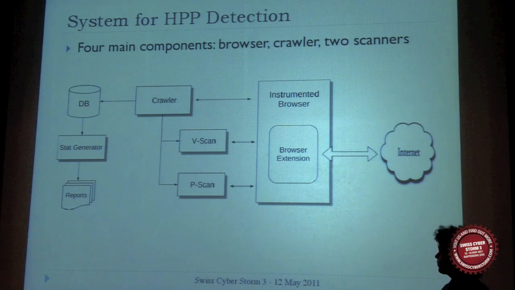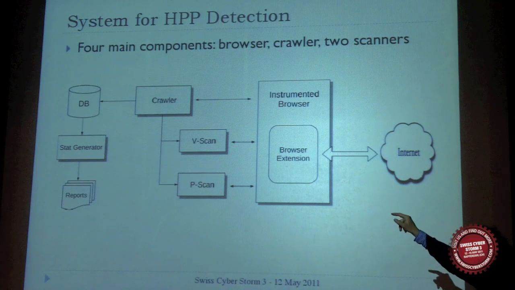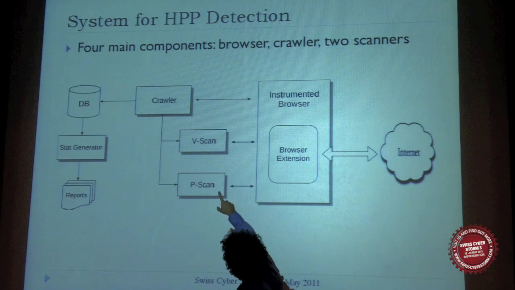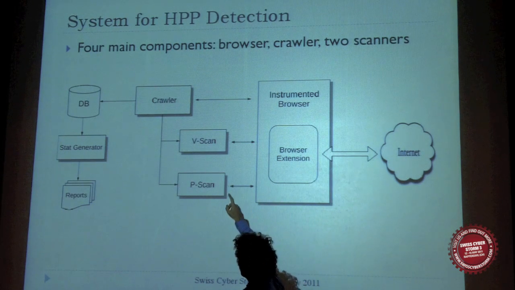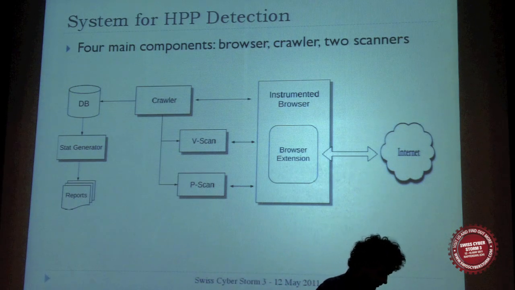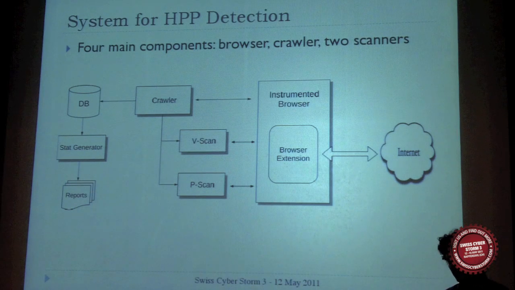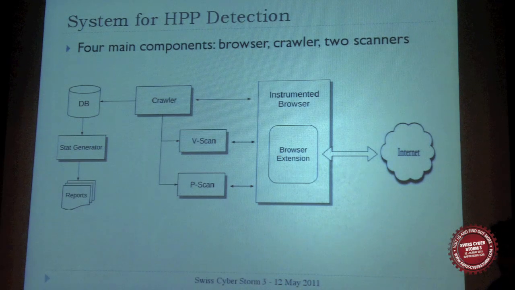Then when the page is ready, it is sent back to the crawler, and the crawler talks with our two components: the P-scan, that is the precedence scanner, and the V-scan, that is the vulnerability scanner. The precedence scanner tests for the precedence given to the parameters. We try to inject the same parameter with the same name but a different value, and check whether the application accepts the first parameter, the second one, or both. The V-scan instead tests the page to see if it contains parameters that can actually be exploited by HTTP parameter pollution.